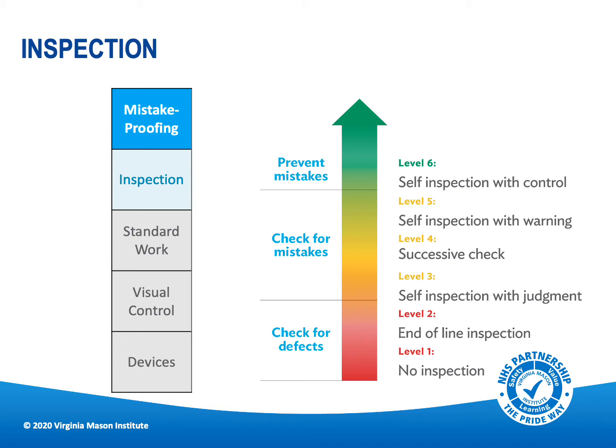Self-inspection with warning at level 5 involves something alerting you to the fact that you're about to make a mistake. For example, when typing a document, if you click on the X in the top right corner, a warning message pops up to ask if you're sure you want to exit without saving. This does not stop you from accidentally pressing yes, but it lets you know that a mistake could be about to happen. A level 6 inspection with control means this particular mistake cannot happen. For example, you cannot put a diesel pump into a petrol car.